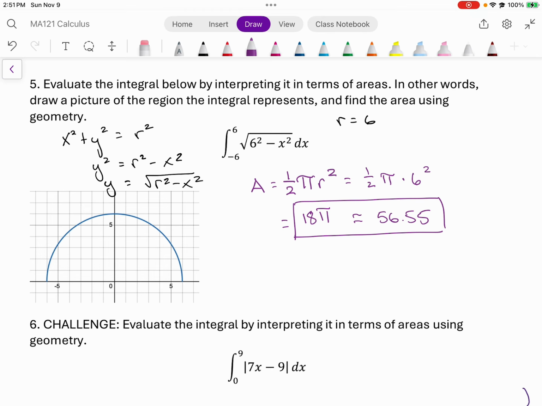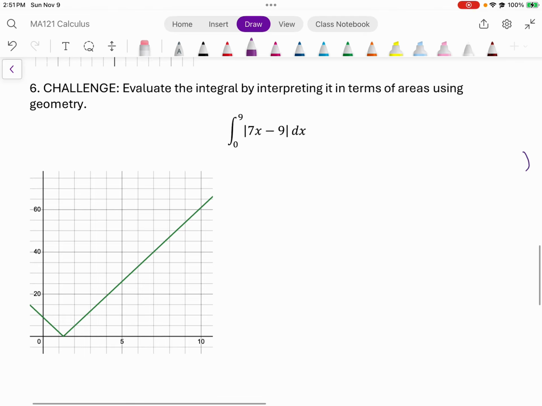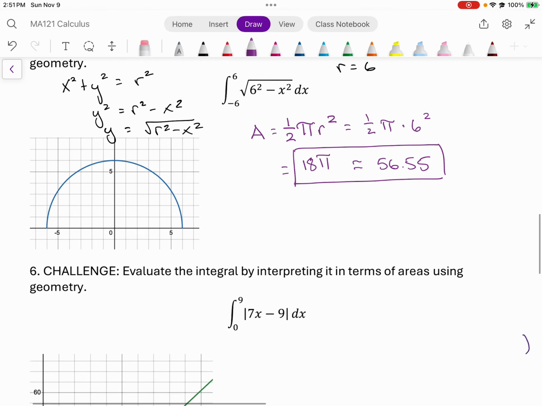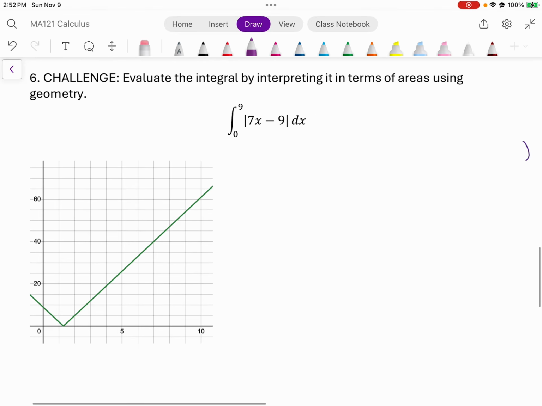All right, so how much of a circle do we use in this problem? Hopefully you said half a circle. All right, so next we're going to have a little bit more of a challenging problem. I'm going to have you guys pause and think about this question.